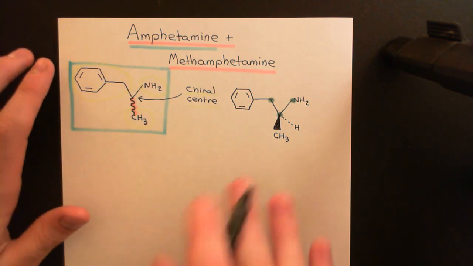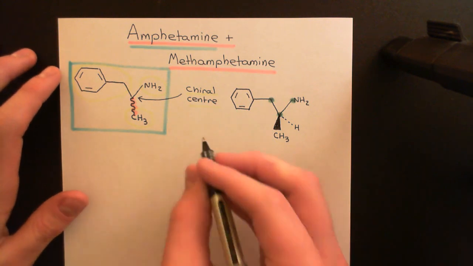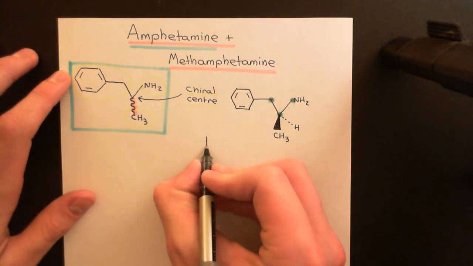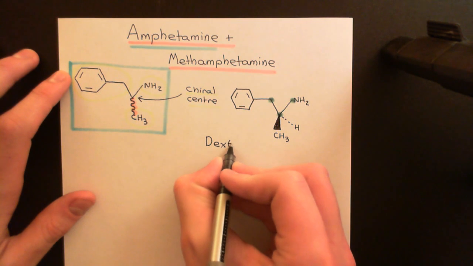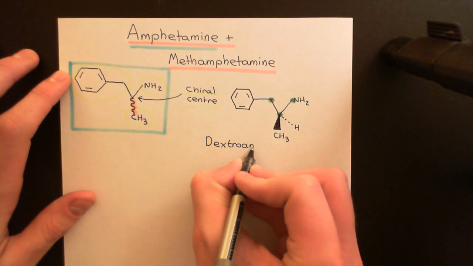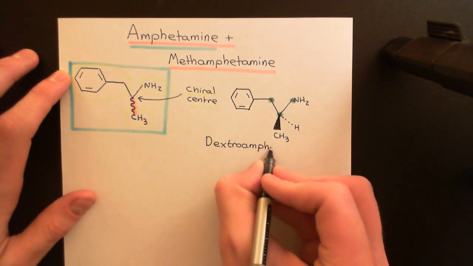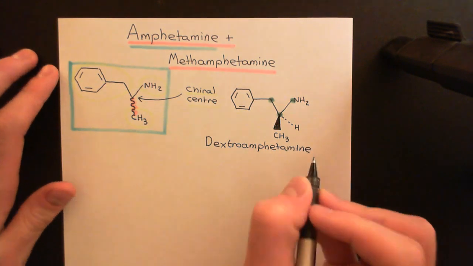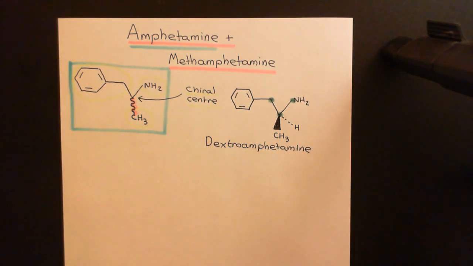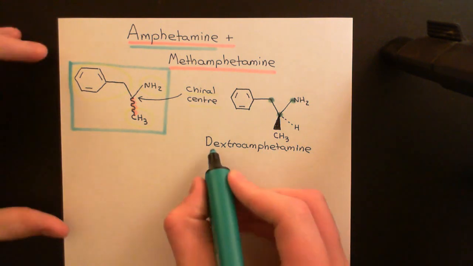This specific optical isomer of the amphetamine molecule has a name, and you'll probably recognize this name. It is called D-amphetamine or dextroamphetamine. So I'll write out its full name here, dextro or D-amphetamine. When people talk about dextroamphetamine, they are just talking about a specific optical isomer of the amphetamine molecule.